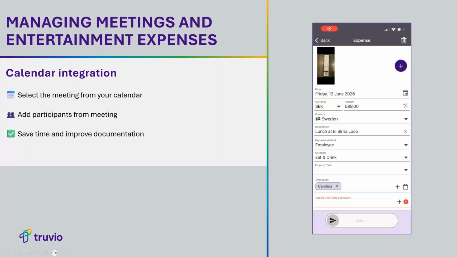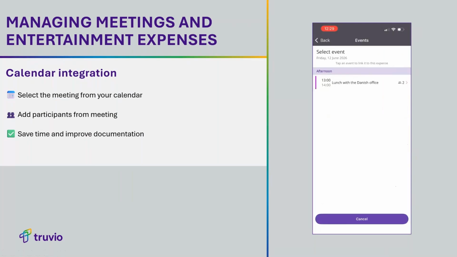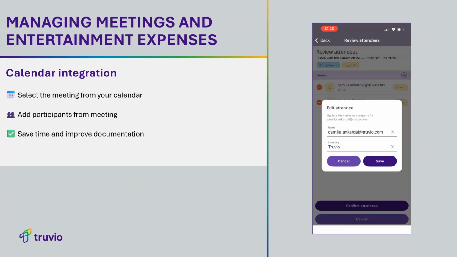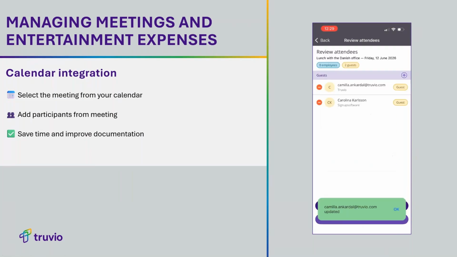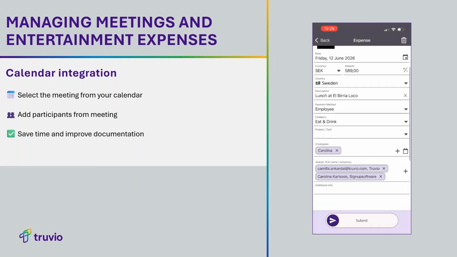So you simply click on the calendar next to employees. You choose which calendar post you want to fetch the participants from, and then you confirm the attendees, and then you can see them under guests. So you can see here employees, and it's a little calendar. You click on that, and then you can see the guests directly after you add them, of course.